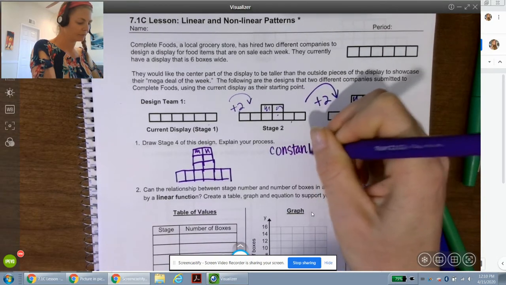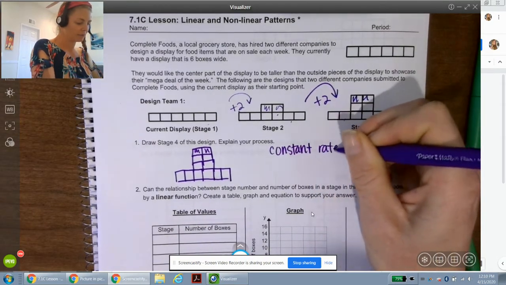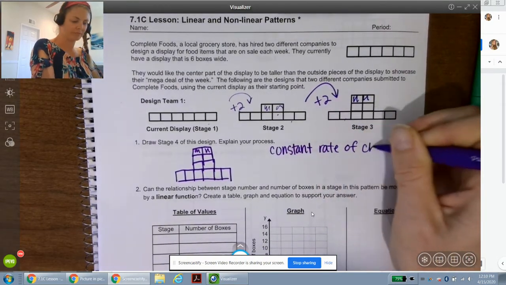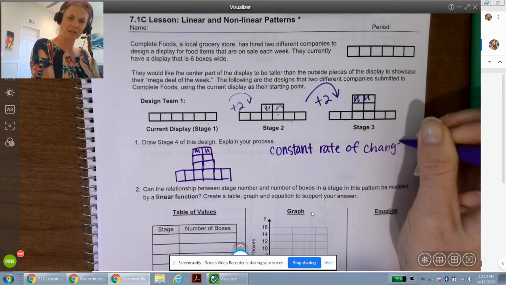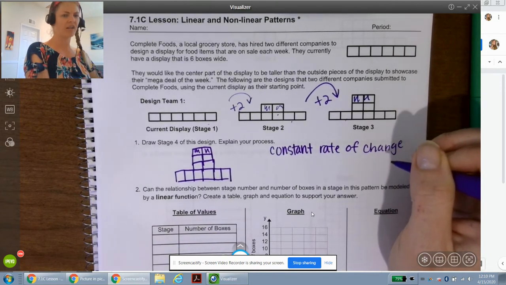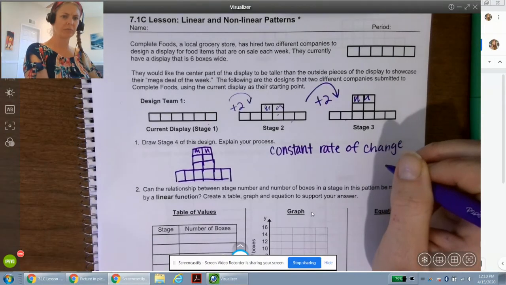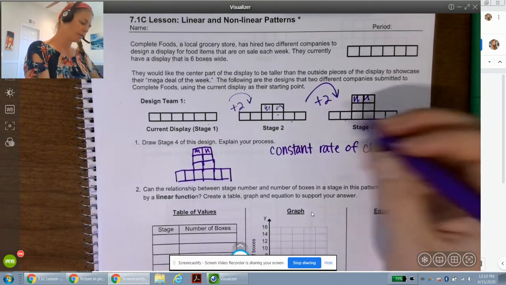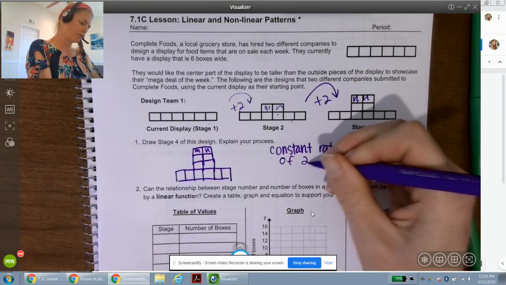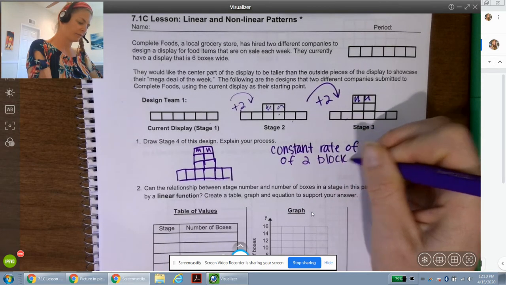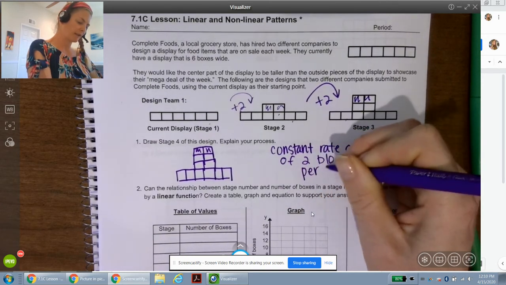Constant rate of change. That kind of sounds like something we've talked about before. Constant rate of change. What does a constant rate of change typically mean? Constant rate of change of 2 blocks per stage.